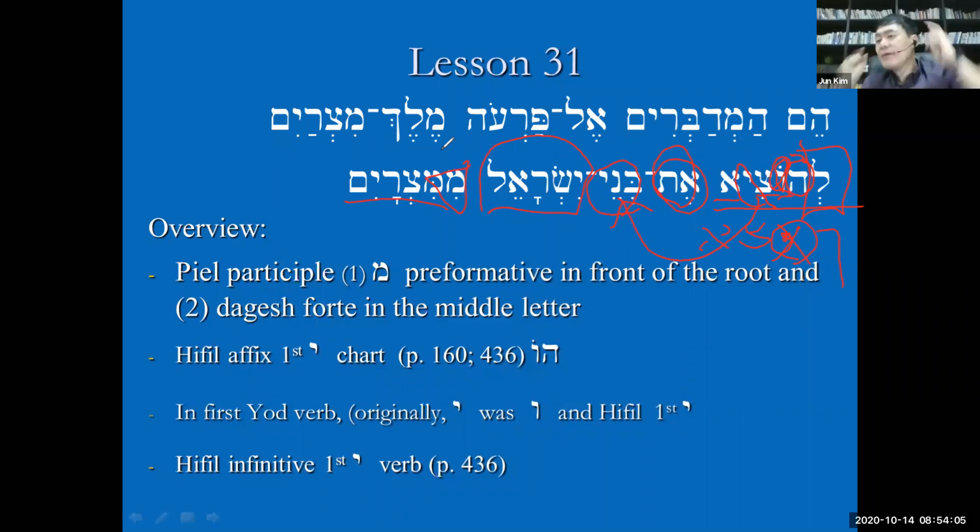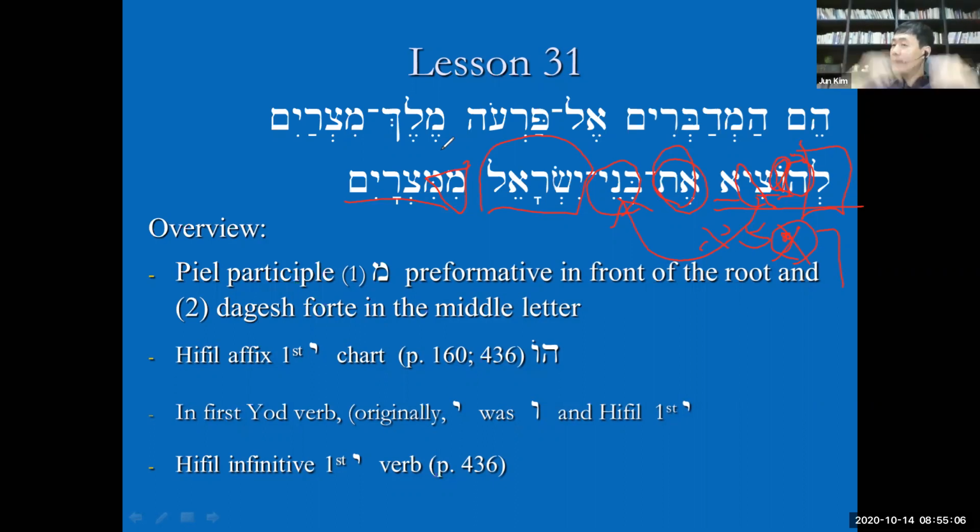Is that clear? So now we've learned two new lessons. What do you need to remember? Preformative mem indicates participle form. In terms of the stem, we have four possibilities: Piel, Pual, Hifil, Hofal. Pual will take dagesh forte in the middle as well, because it is the passive form of Piel. So Piel and Pual go together in terms of the dagesh forte. But Pual will take another vowel point under the mem. But anyway, you don't need to really memorize this one, but I'm trying to give you the general understanding of how it works in terms of the stem, especially for participle form.